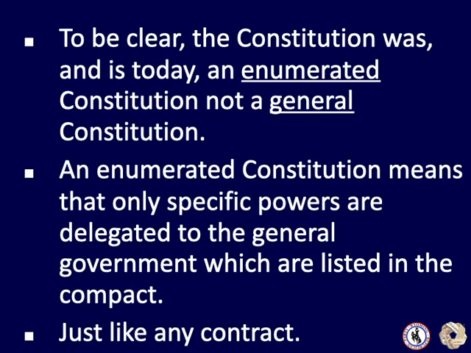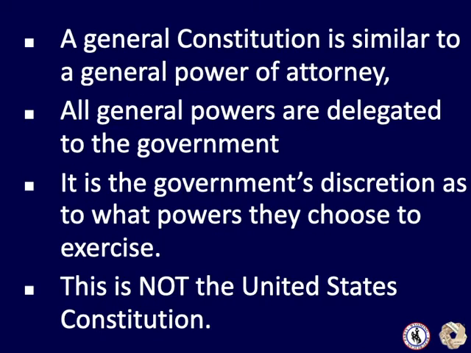To be clear, the Constitution was, and is today, an enumerated constitution, not a general constitution. An enumerated constitution means that only specific powers are delegated to the general government which are listed in the compact. Just like any contract, a general constitution is similar to a general power of attorney. All general powers are delegated to the government. It is the government's discretion as to what powers they choose to exercise. This is not the United States Constitution.